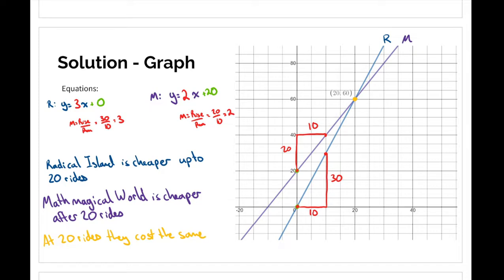So in this case, we have three different scenarios. We have Radical Island being cheaper up to 20 rides. We have Mathemagical World being cheaper after 20 rides. And at 20 rides itself, they cost the same amount. So that's how we can answer this question. Based off of our graph, we could say that Radical Island is sometimes cheaper. And we can see that by looking at the graph for which one is lower.